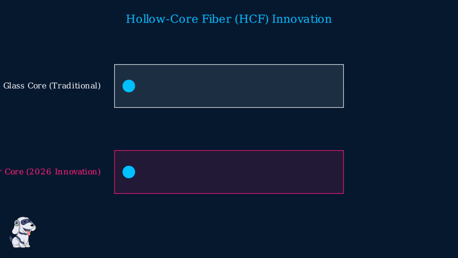The biggest leap in fiber optics by 2026 is hollow core fiber. In traditional glass fibers, light travels through solid silica, which slows it down. By removing the glass core and replacing it with an air-filled center, light travels significantly faster, nearing its true vacuum speed. This reduction in latency by microseconds per kilometer creates a massive advantage for high-frequency trading and AI data clusters.